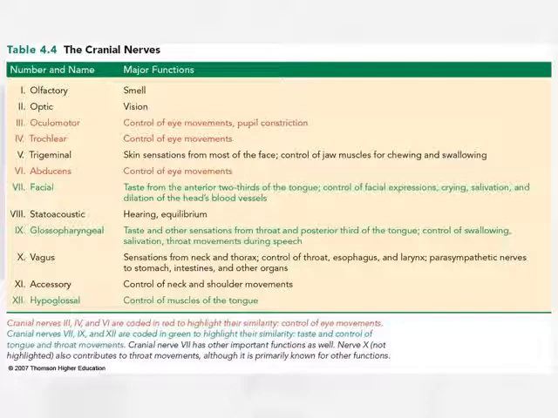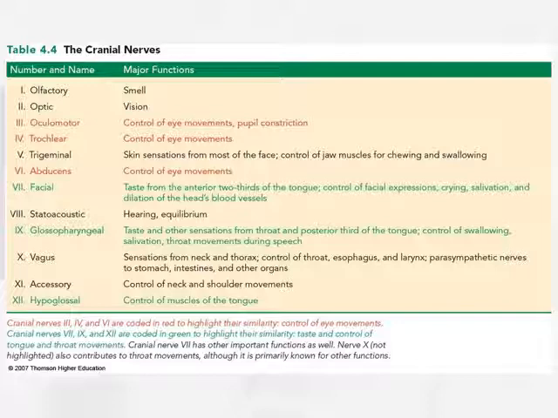Fifth cranial nerve, the trigeminal nerve, which carries sensation from most of the face and the motor function of the jaw muscles for chewing and mastication. Seventh cranial nerve, which is the facial nerve, which carries taste sensation from the anterior two-thirds of the tongue, controlling facial expression and salivation.